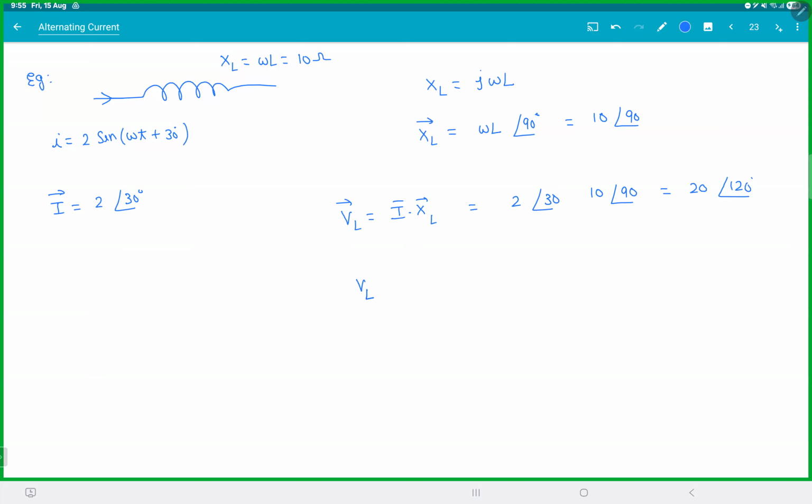So bring it back, VL as function of time t. That will become 20 sine omega t plus 2 pi by 3. So when this current goes through an inductor, this is the voltage across the inductor as function of time t. Are you getting what we did? Convert everything into phasors, do all the operations in phasors, and bring it back to the sine function again. So you can use Ohm's law only when everything is in phasor form. That is the main theme of the story. Is this clear, everyone?